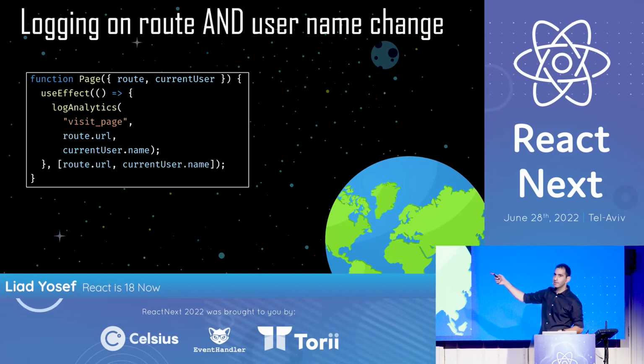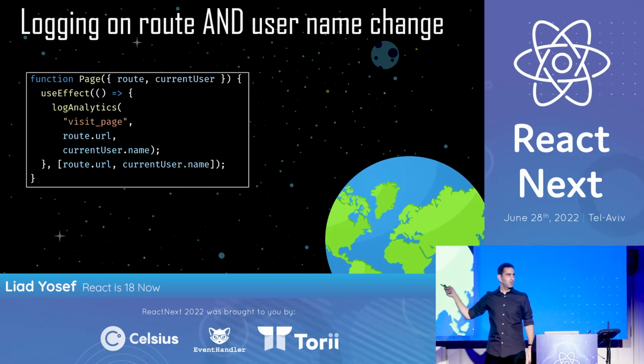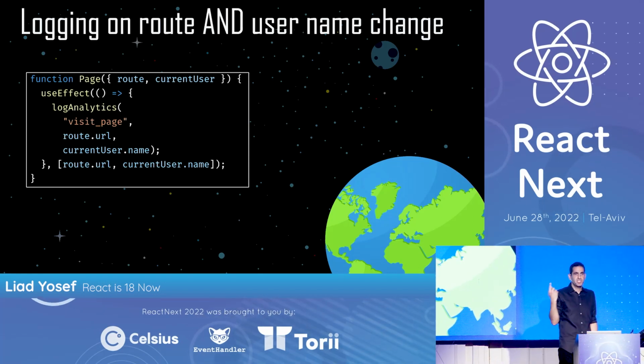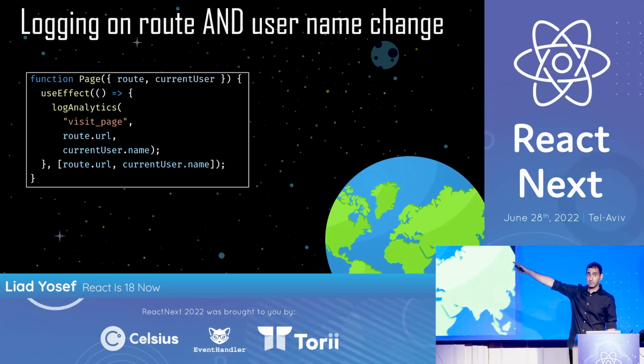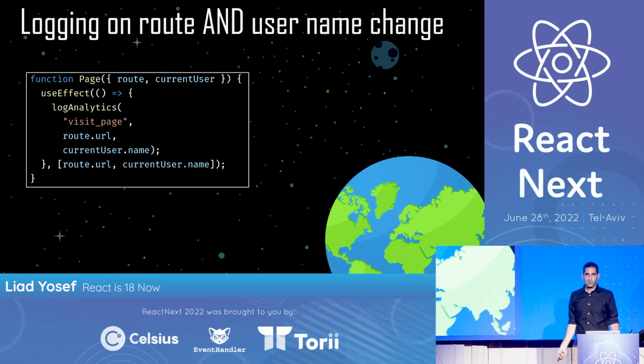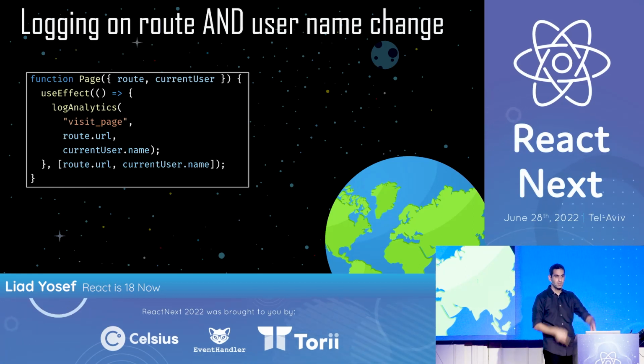But if I'm adding currentUser, what will happen now? I will log to my analytics every time that the user changes their name. I will log a page visit event every time the user changes his name. How can I prevent this thing from happening? It's something that's baked in useEffect.